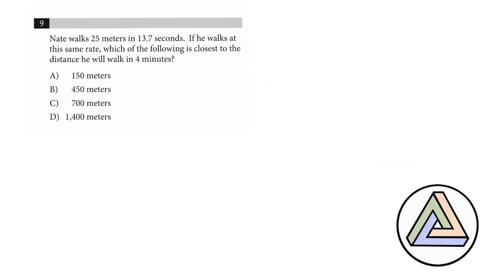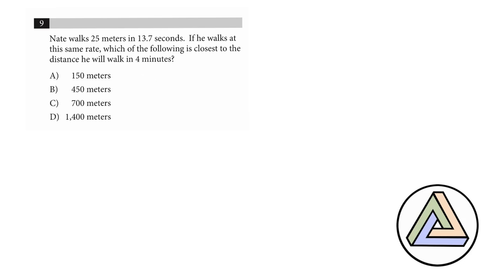Okay, this one, let's see. Nate walks 25 meters in 13.7 seconds. If he walks at this same rate, which of the following is closest to the distance he will walk in 4 minutes? All right, so there are numerous ways we could go about this. One of them would entail a unit conversion string of multiplying fractions, which is an interesting strategy. I think probably for most students, setting up a proportion might be the easiest way to think about this.